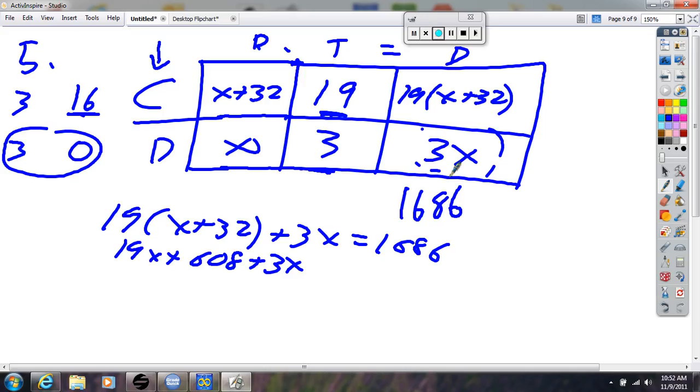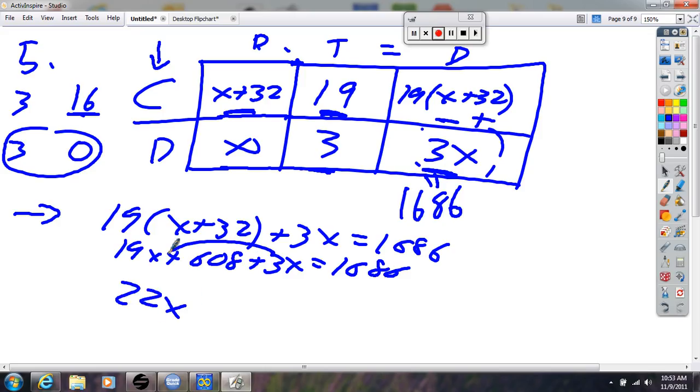Then it's 3 times X gives you 3X, and the X plus 32 times 19 gives you this one. We have a total of 1686. We add the first box and the second box, and that is equal to the third box. So we go down, and this is our equation, the top one here. Then you remove parentheses, you get this, and it's equal to 1686. 19x and 3x is 22x. That's these two. And then I'm going to subtract the 608 to move it to the other side. I want the x's together, so I'm going to subtract 608 from both.